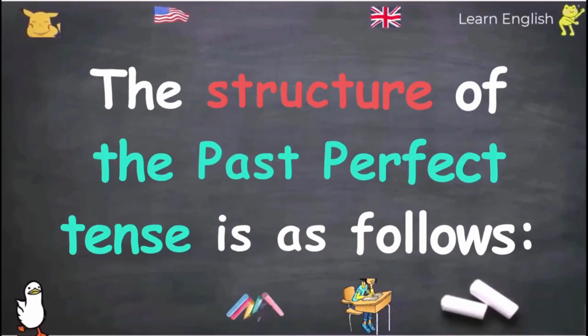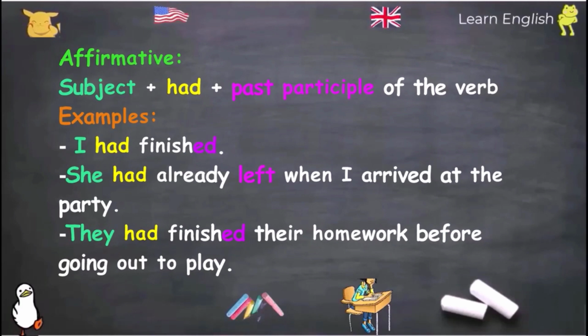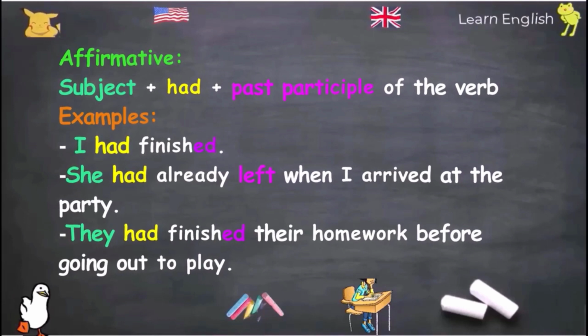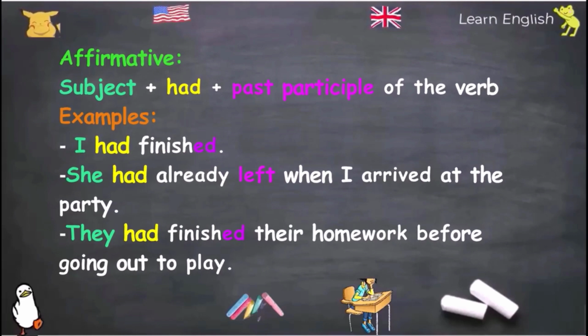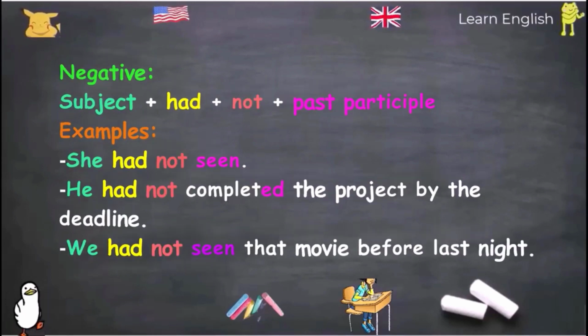The structure of the past perfect tense is as follows. Affirmative: subject, plus had, plus past participle of the verb. Examples: I had finished. She had already left when I arrived at the party. They had finished their homework before going out to play.